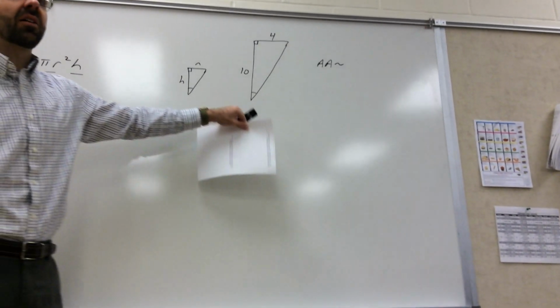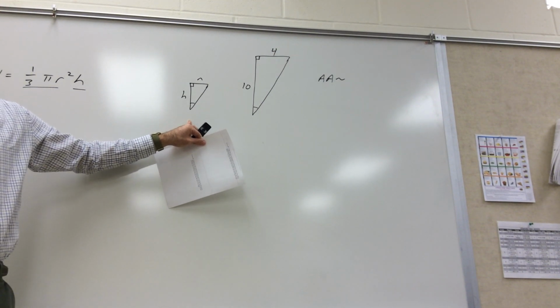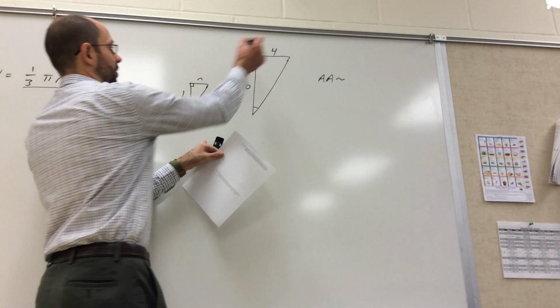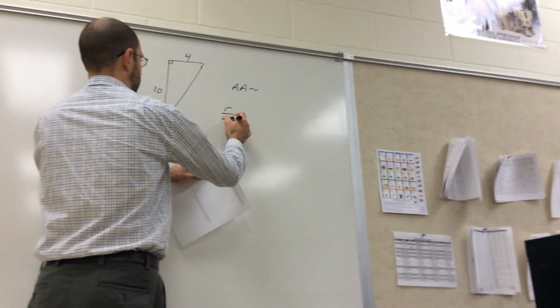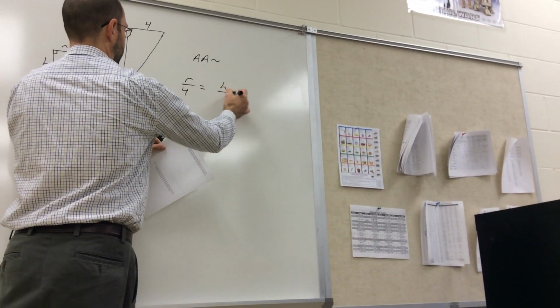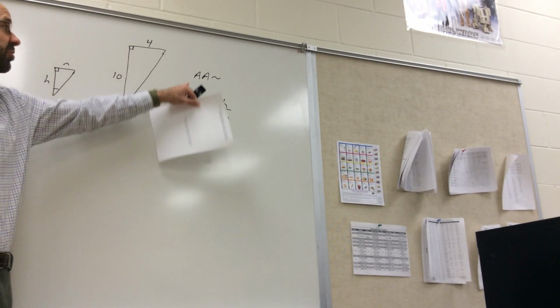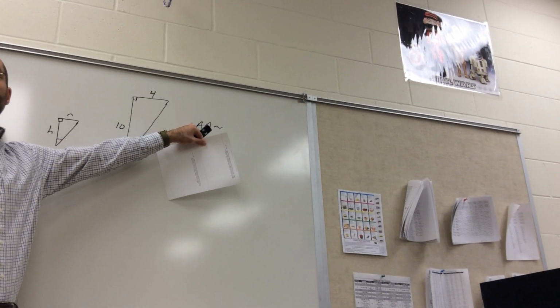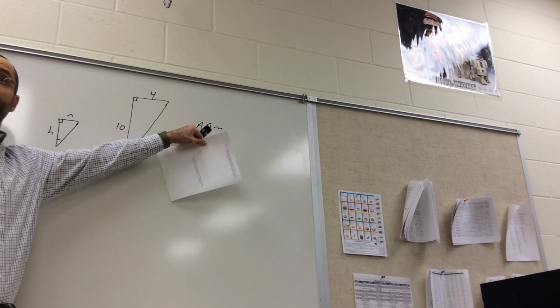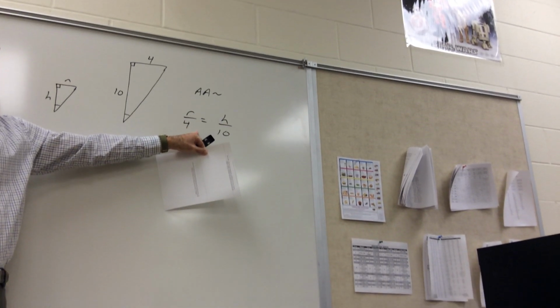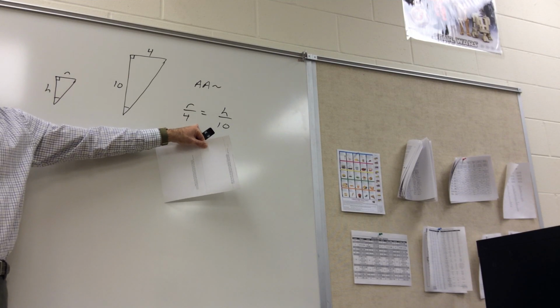Okay, so since these triangles are similar, that means that their side fractions are equal to each other. Their sides are proportional. So if I set up the fraction r over 4, it's going to equal the fraction h over 10. So we proved that the triangles were similar because there were two pairs of equal angles. And then because we know that the triangles are similar, we can set up this proportion, because similar triangles have proportional sides.